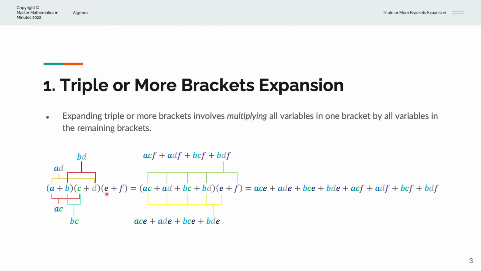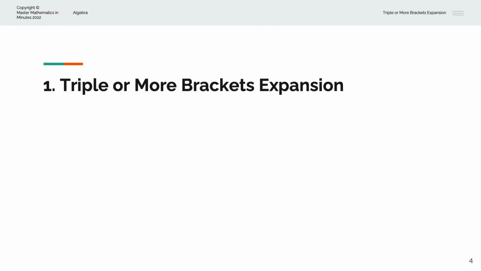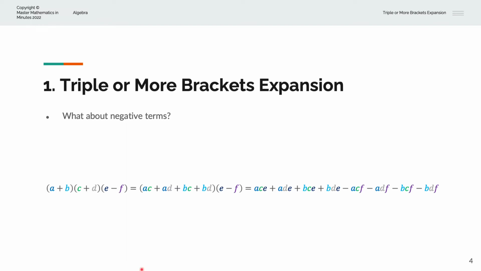So, we have a case where all the signs in the brackets are positive. So what happens if the signs are negative? We'll consider this on the next slide. In the case with negative terms, we'll need to carry across the minus signs when we expand the brackets.